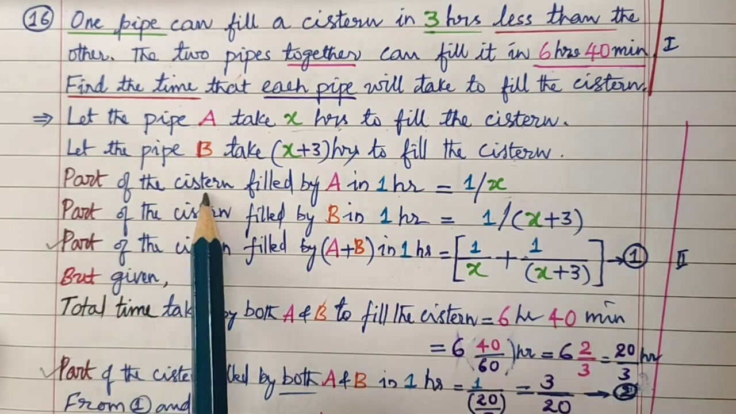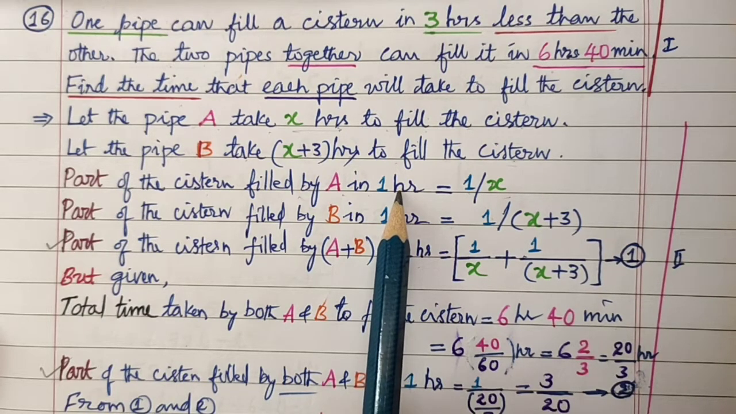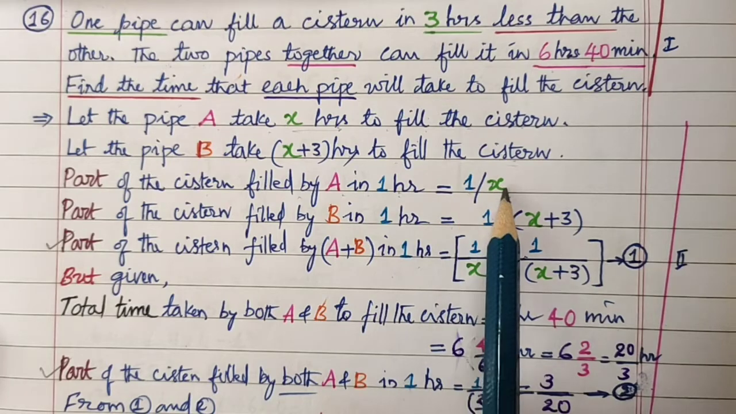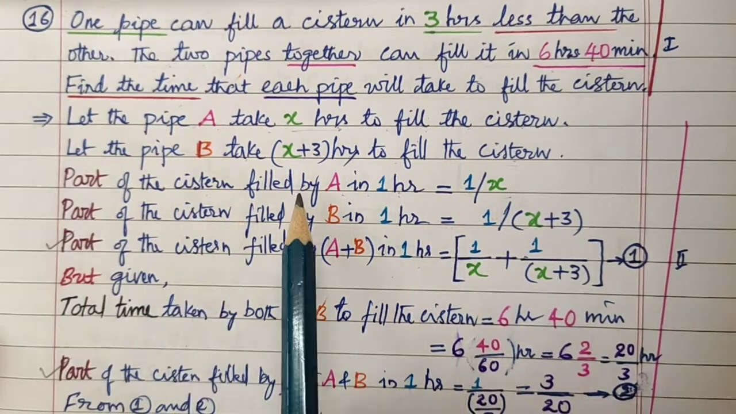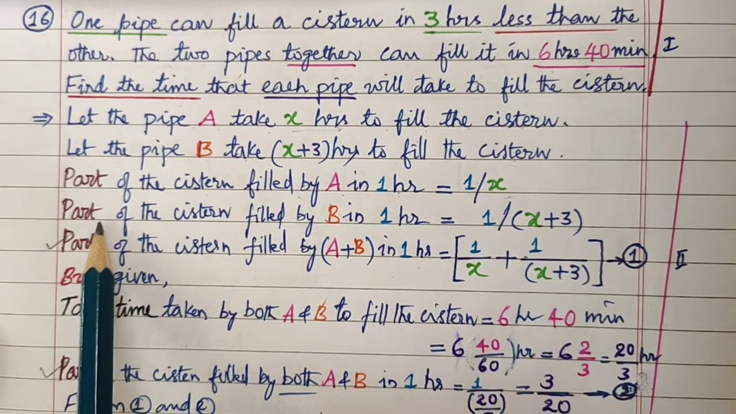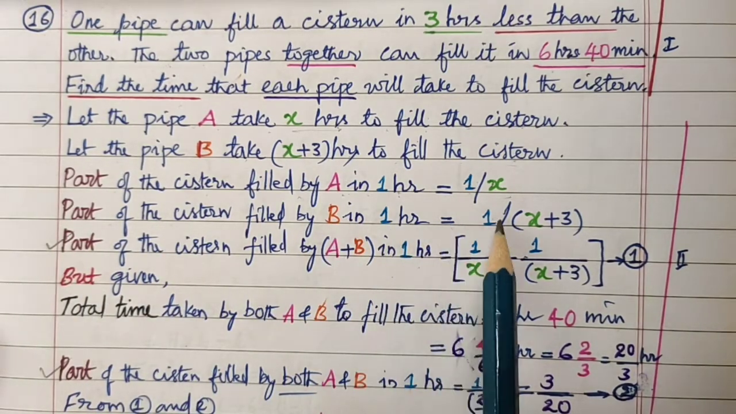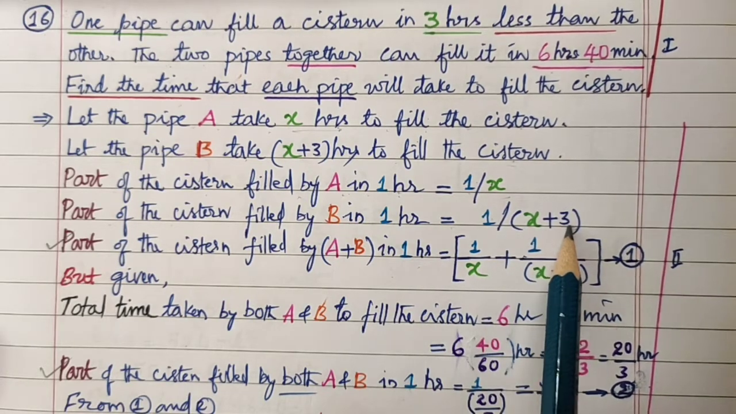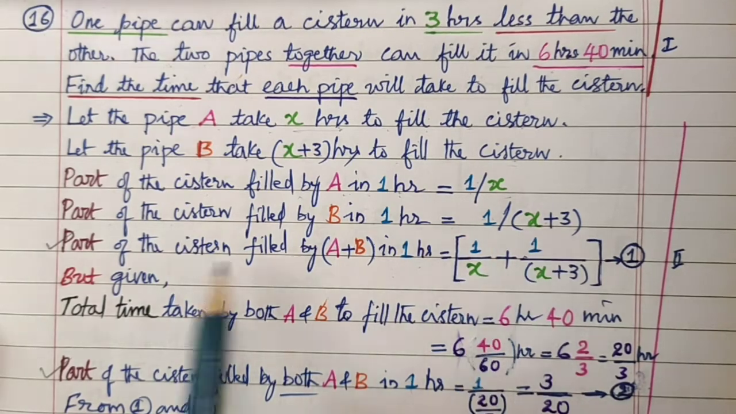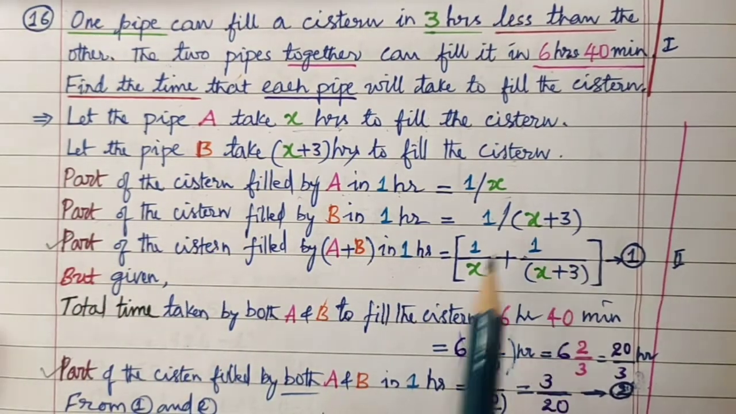The part of the cistern filled by A in 1 hour. Total time taken is x hours. Then we want it in 1 hour. 1 divided by x will give the part of the cistern filled by A in 1 hour, which is equal to 1 divided by x. The part of the cistern filled by B in 1 hour is equal to 1 divided by x plus 3.